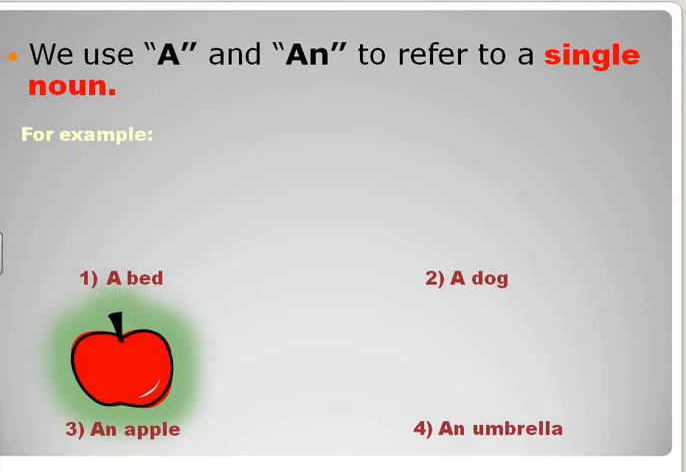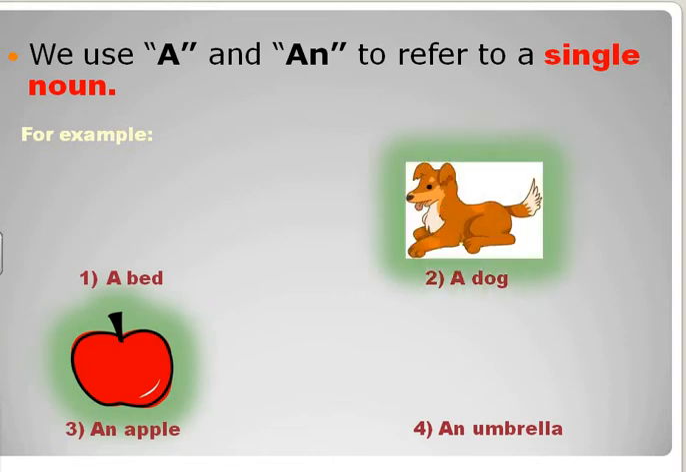For example, look at the picture. What can you see? Good, I can see one apple. One apple. So, I say an apple. An apple. Next picture. What can you see? I can see a dog. It's one dog. So, I say a dog. A dog. Good.